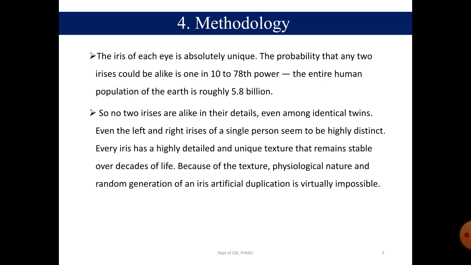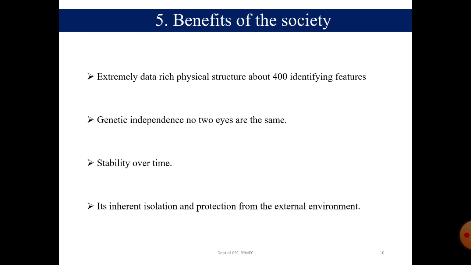Every iris has a highly detailed and unique texture that remains stable over decades of life. Because of the texture, physiological nature, and random generation of an iris, artificial duplication is virtually impossible.